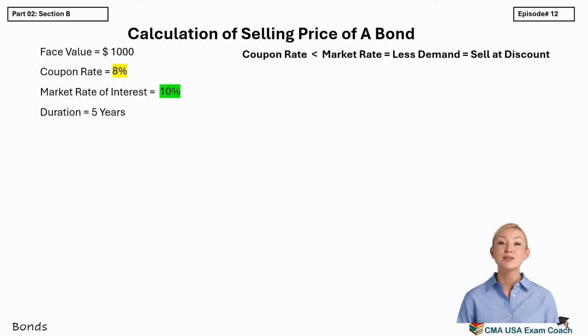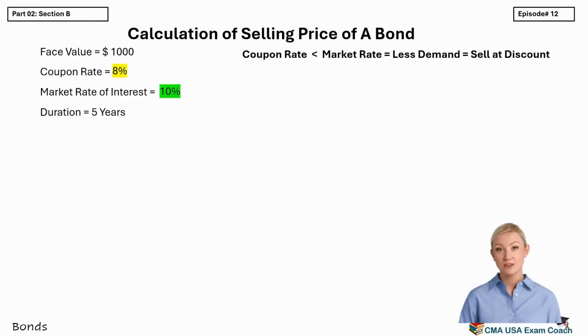Since the bond gives only 8%, while the market offers 10%, the bond becomes less attractive to investors. So, to encourage investors to buy this bond, the company will have to offer it at a price lower than the face value. And that's what we call selling at a discount.